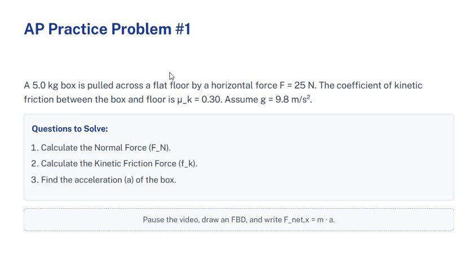Okay, so here's a practice problem. A 5 kilogram box is pulled along a flat floor by a horizontal force of F equals 25 newtons. N is newtons, by the way. The coefficient of kinetic friction between the box and the floor is 0.30, and assume gravity is 9.8 m/s squared. So I want you to solve for the normal force, the kinetic friction force, and the acceleration of the box. Make sure you draw the free body diagram.